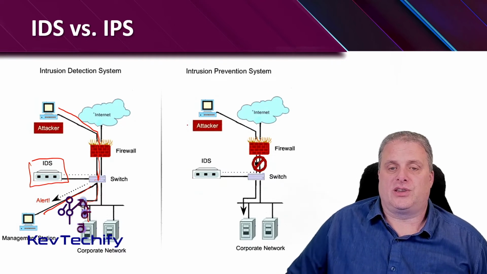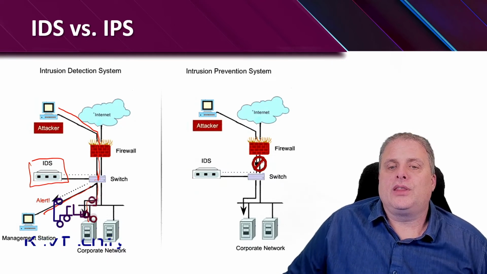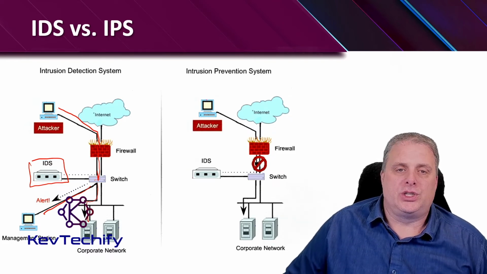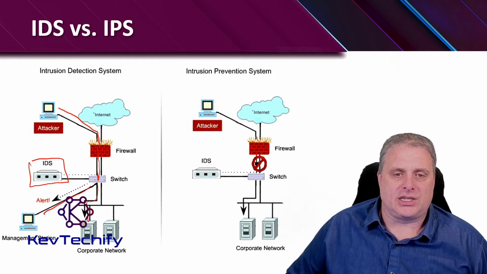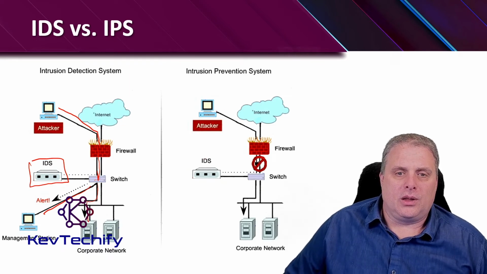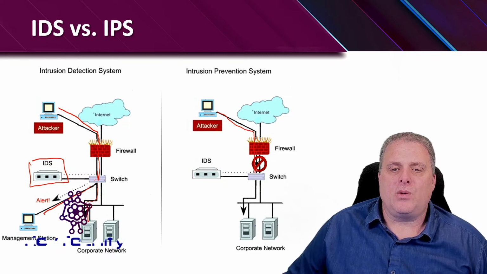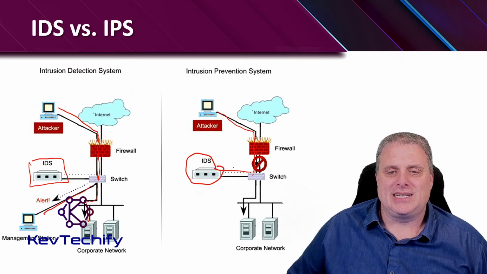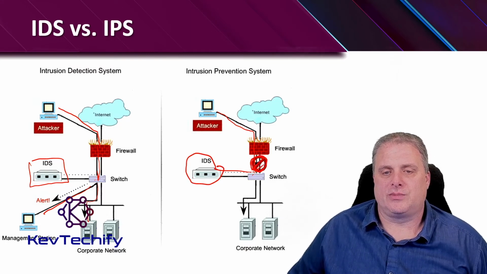Intrusion prevention systems take a more holistic approach: when they see an attack happening, they stop it. Just like the intrusion detection system, the attacker comes in, goes through the firewall, and makes it onto your network, but when the intrusion prevention system sees it, it stops that attack right away.